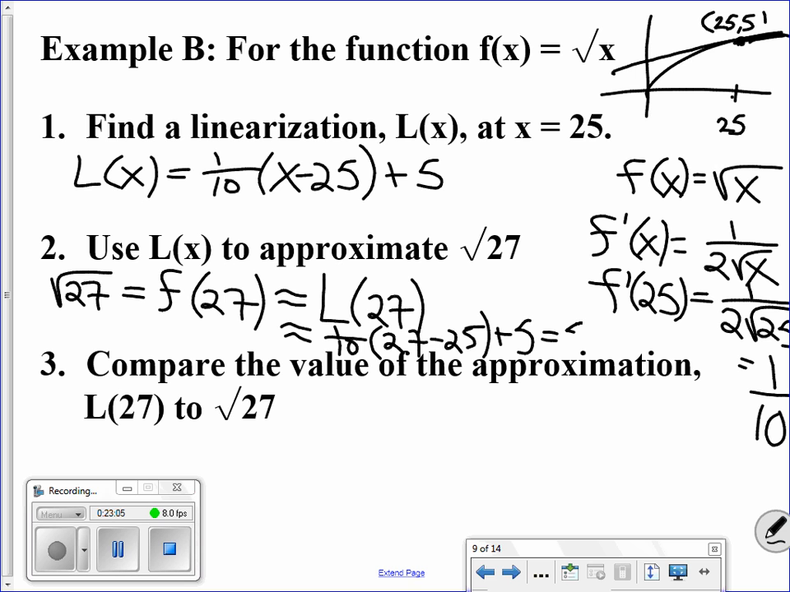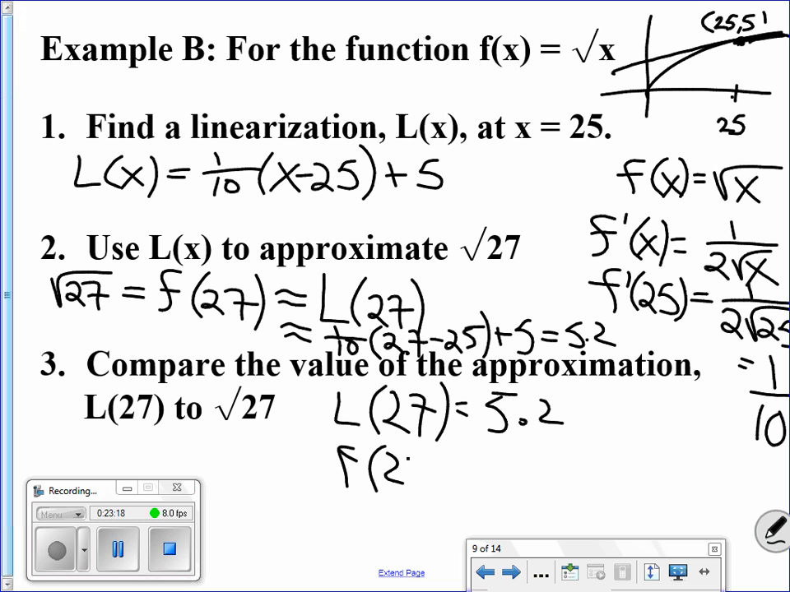5.2. So wait a minute. This is 5.2. So we're saying the square root of 27 is approximately 5.2. Okay, so f of 27, you said 5.196? Whoa! This is pretty good, don't you think? Pretty good, right? I mean, it's an approximation. It's not exact. Pretty good.